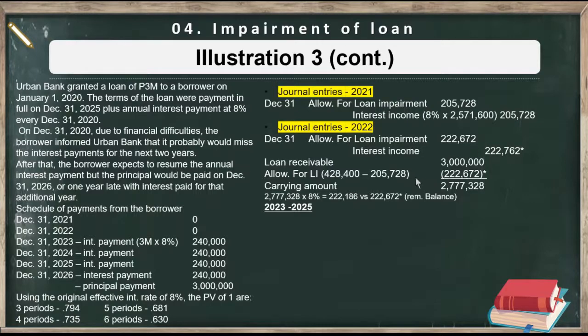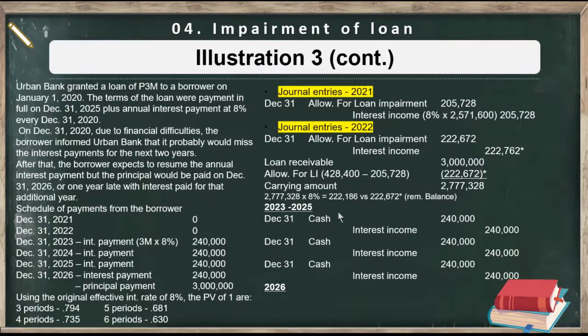So the borrower defaulted. From 2023 until 2025, we repeatedly record debit cash and credit interest income for the interest payment. And in 2026, finally, the cash for the principal of 3 million plus the interest of 240 is collected. So the total cash received is 3,240,000. Credit interest income and credit loan receivable.